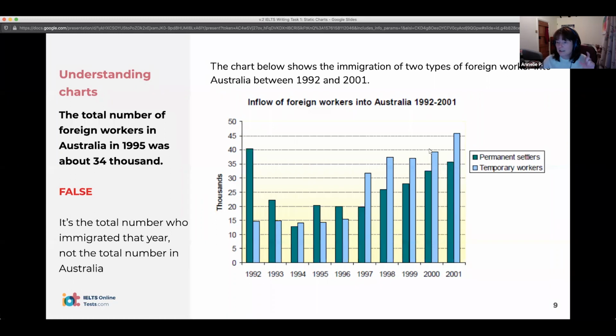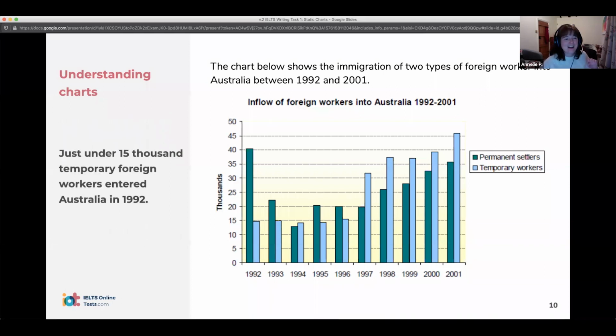I know these seem like small things, but you are going to lose a lot of marks for task achievement if you're not accurate with your information. And some of these charts can be quite complicated in what they are talking about. Indeed, Selena. Oh, yeah, so you do really need to be careful. Okay, have a look at the next one.